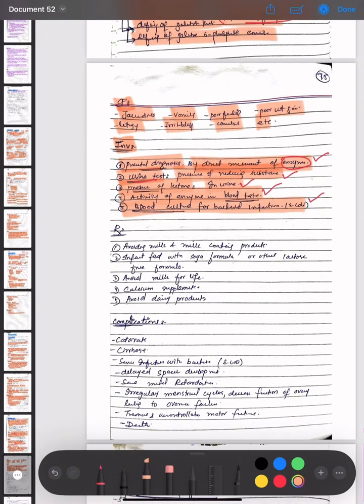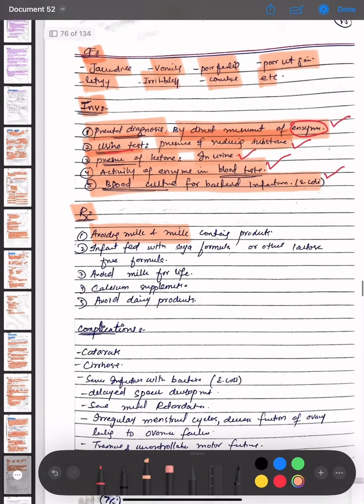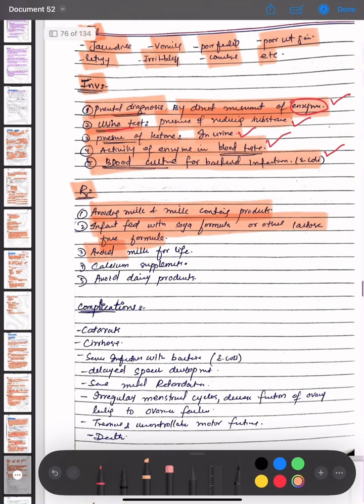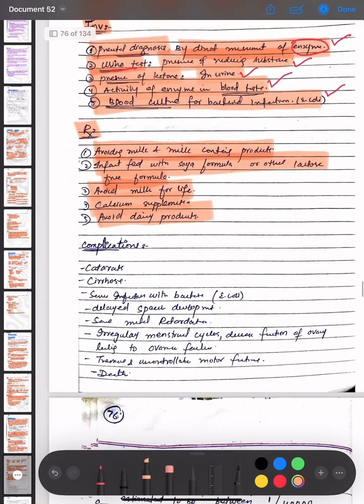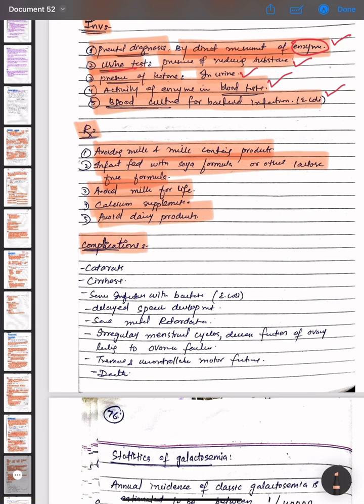The treatment options for galactosemia are avoiding milk and milk-containing products, feeding the infant with soya formula or other lactose-free formula, avoiding milk for life, calcium supplements, and avoiding dairy products. So the patient cannot metabolize the simple sugar, so breast milk is not given to the patient, and milk is avoided for life. Dairy products are also avoided, and calcium supplements are given to replace that need.